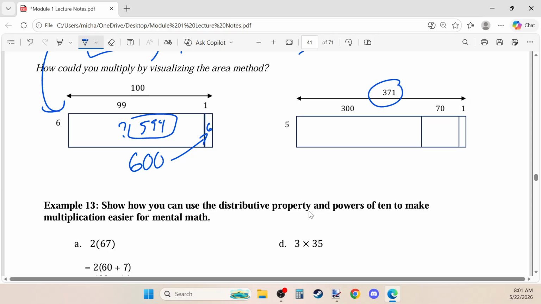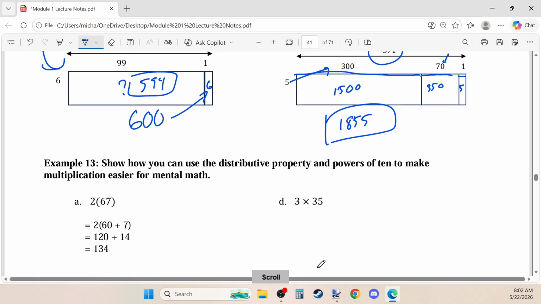Here I have 371. Here's 300 plus 70 plus 1. 5 times 300 is 1500. 5 times 70 is 35 with a 0 at the end. Just the 1 0 because we have just 1 0 there. 5 times 1 is 5. If I add these together, I get 1855, which is the multiplication problem that I'm trying to do.